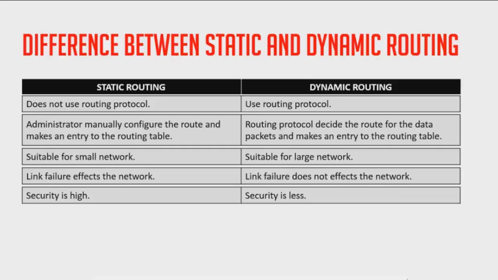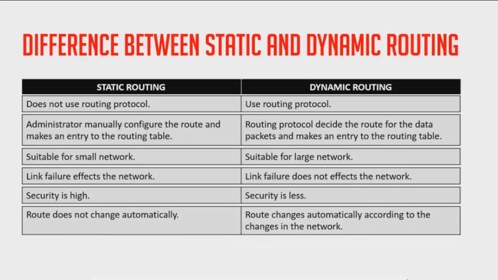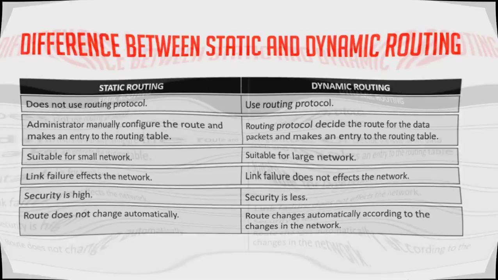And for security, in static routing, security is high, while in dynamic routing, security is lesser. In static routing, the route does not change automatically. On the other hand, in dynamic routing, the route changes automatically according to the changes in the network. So these are the differences between static routing and dynamic routing.